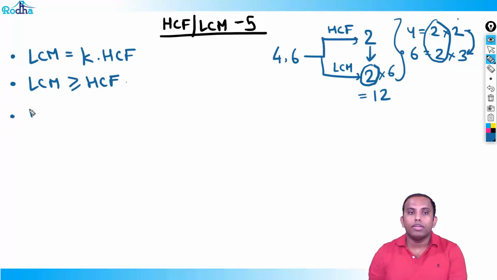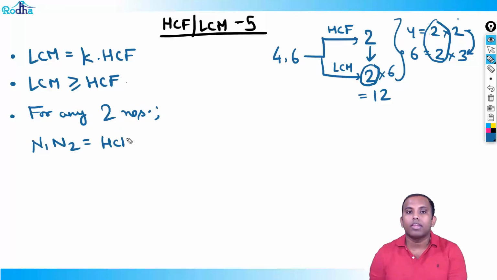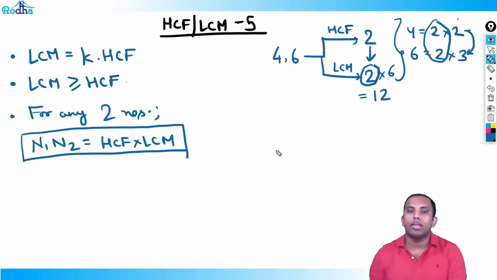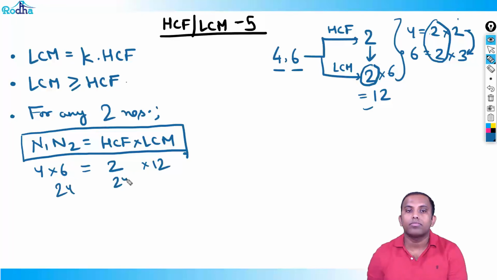Then the third point: for any two numbers, n1 into n2 is always equal to their HCF into LCM. This is always true. You can see this here only. Numbers are 4 and 6. So n1 into n2 is 4 into 6. The HCF is 2 and the LCM is 12. See, 24 and 24 are both equal. That means n1 into n2 is equal to HCF into LCM, for any two numbers.